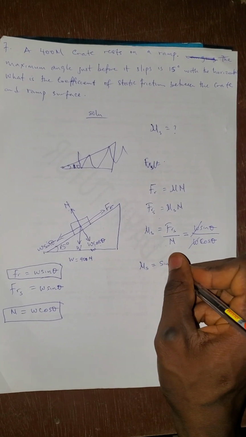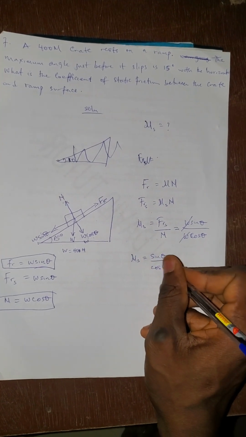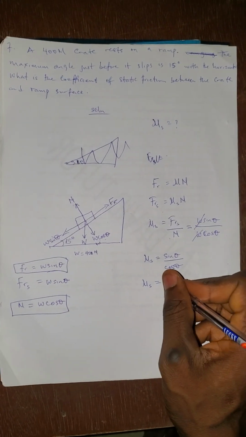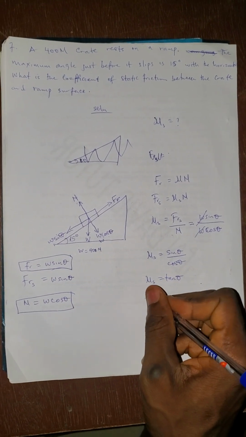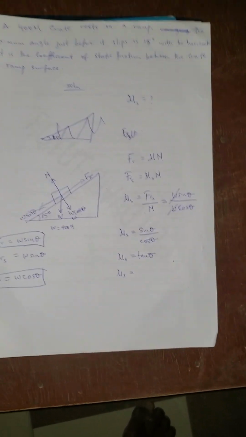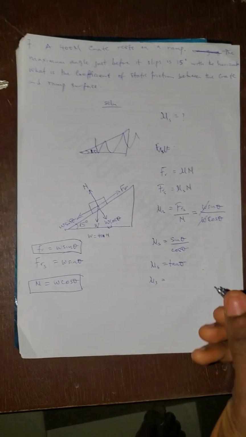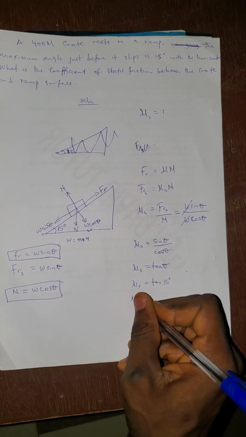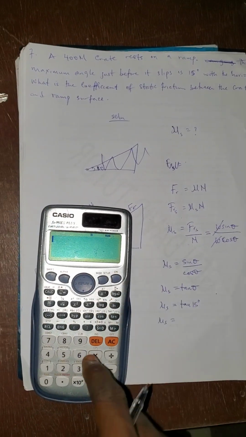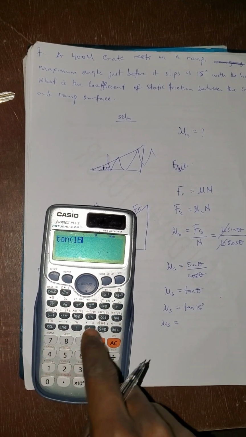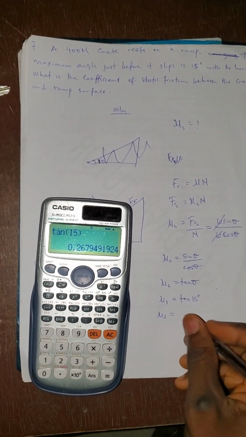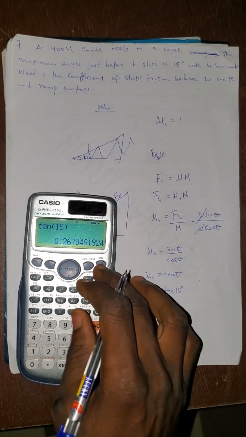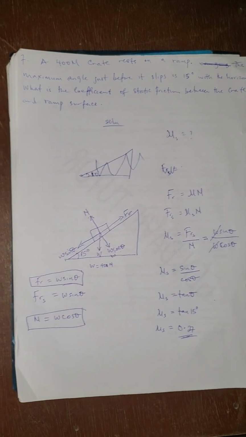Then you now have sin theta over cos theta, and the coefficient will now be sin theta over cos theta, which gives us tan theta. Or you can do it straight up. So this one will now be tan of 15 degrees. So the coefficient of the static friction becomes 0.27. That is the coefficient of the static friction here.